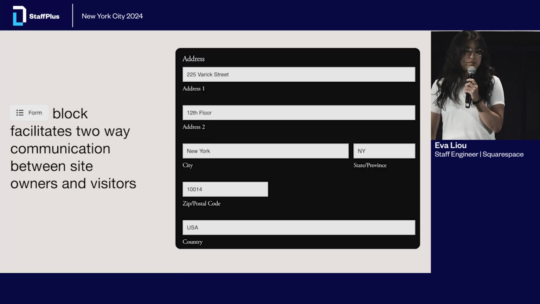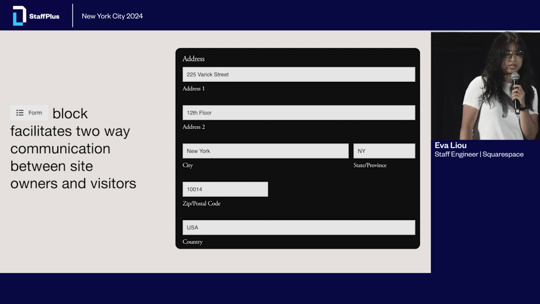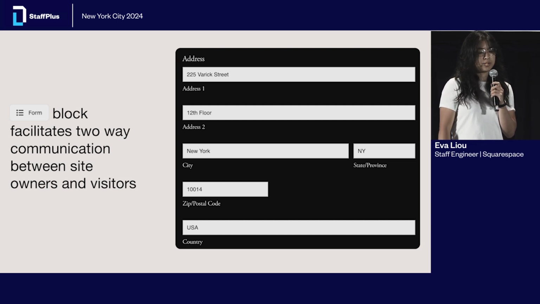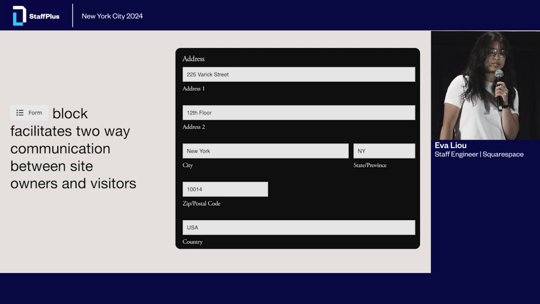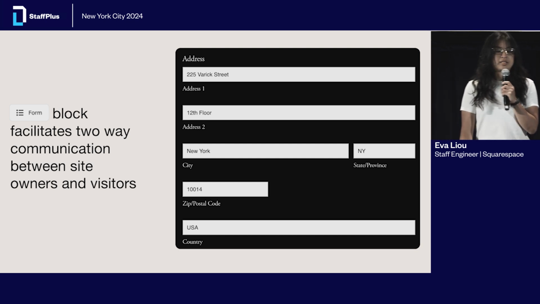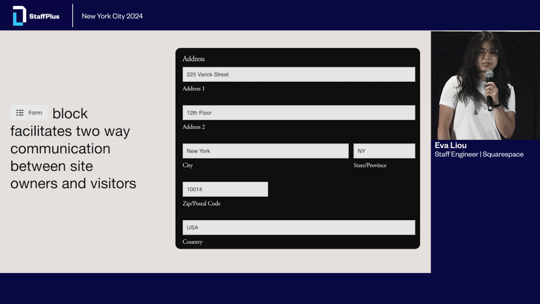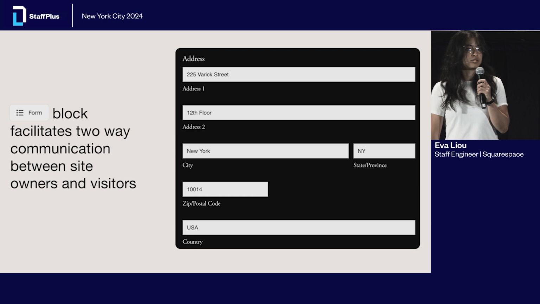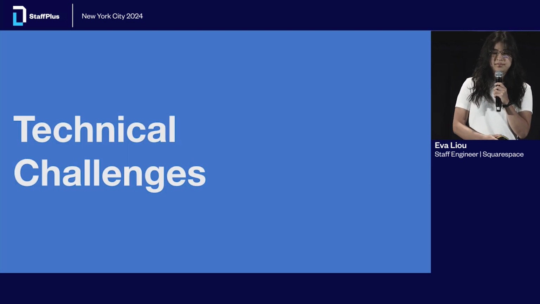The form block is arguably one of our most important blocks. It allows site owners, Squarespace users who create websites and online stores, to communicate to site visitors, the people who visit these websites. As a member of the international engineering team, we wanted to ensure that customers globally could use this block, and that meant upgrading its fields to be correctly localized to international formats and addresses.